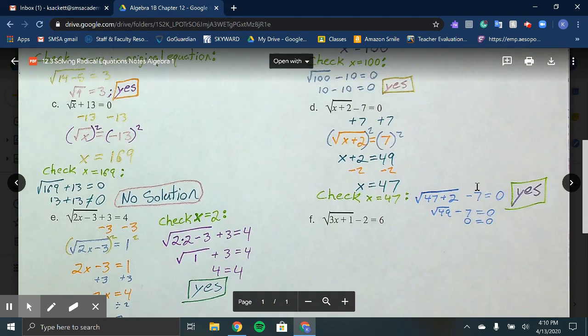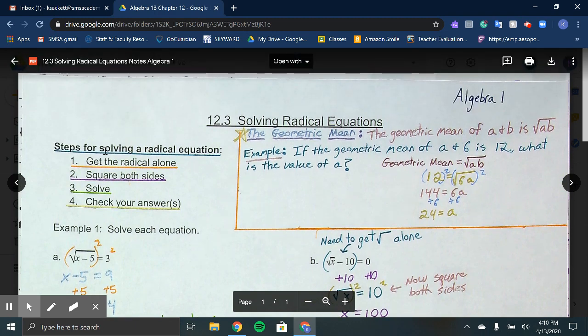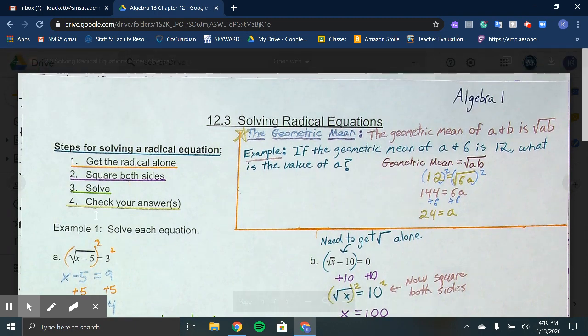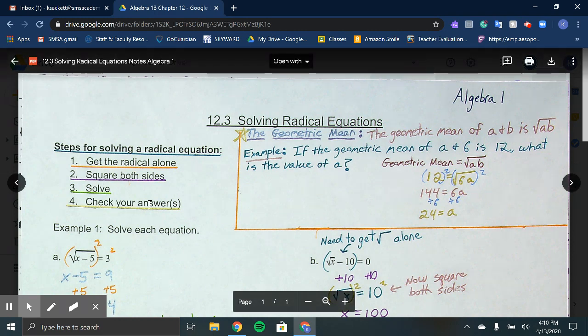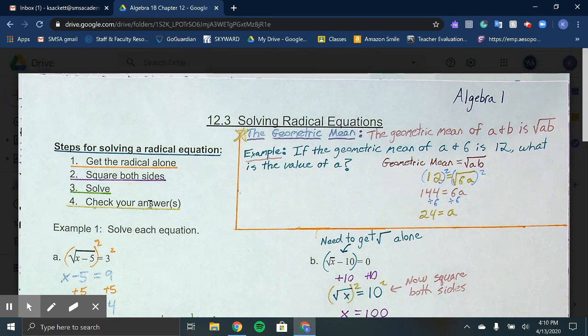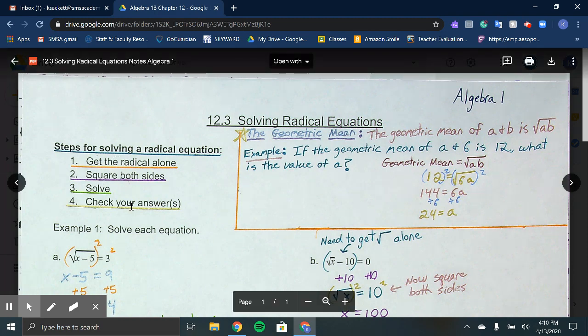So going back to the top, the 4 steps here are very crucial. If you don't check your answer at the end, you may end up with an answer that works in the first part, but then when we plug it back into the square root, does not work. So make sure you go through all 4 steps.